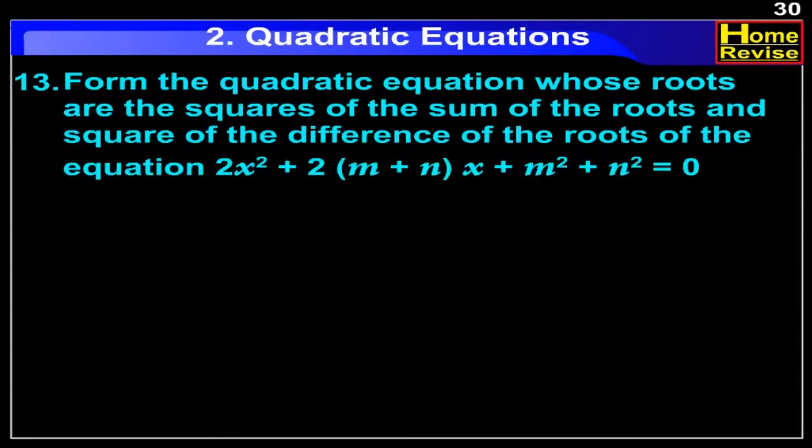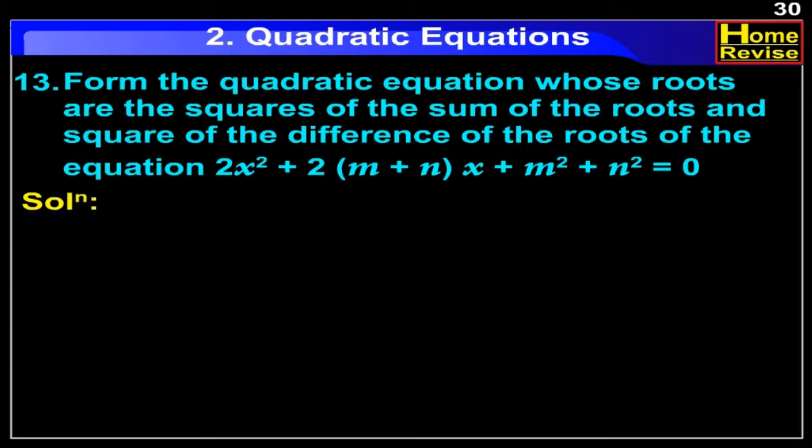Form the quadratic equation whose roots are the square of the sum of the roots and square of the difference of the roots of the equation 2x square plus 2 into (m plus n) into x plus m square plus n square is equal to 0.